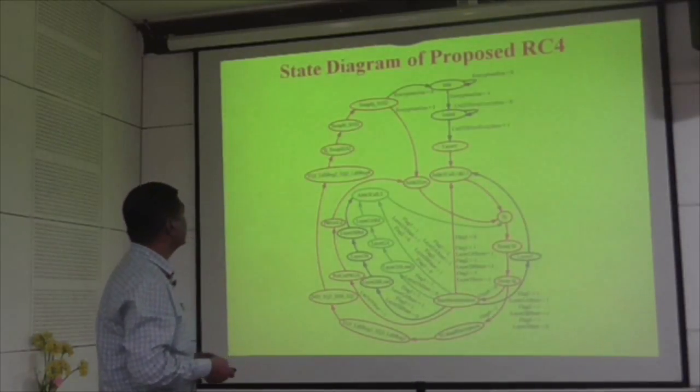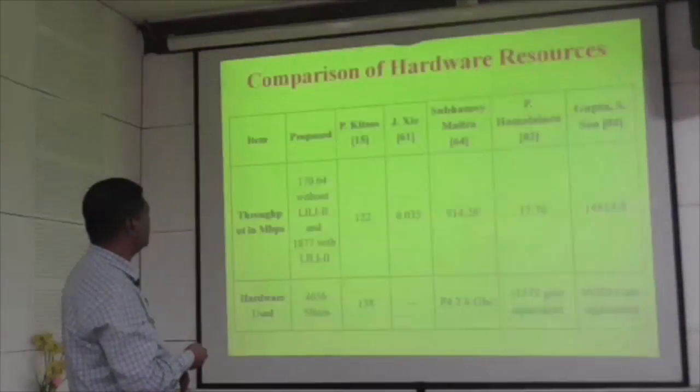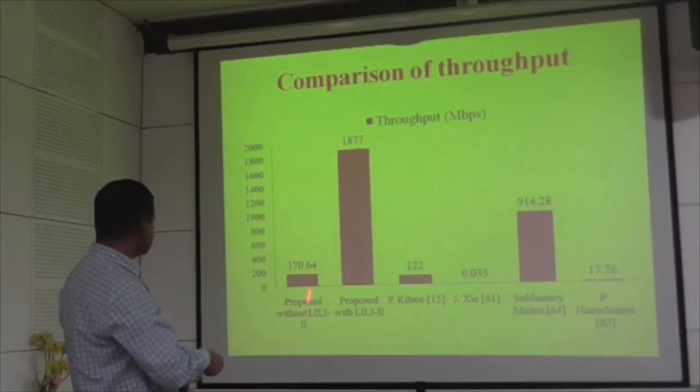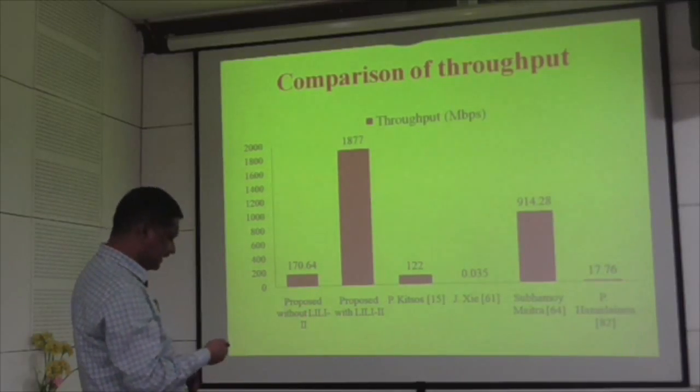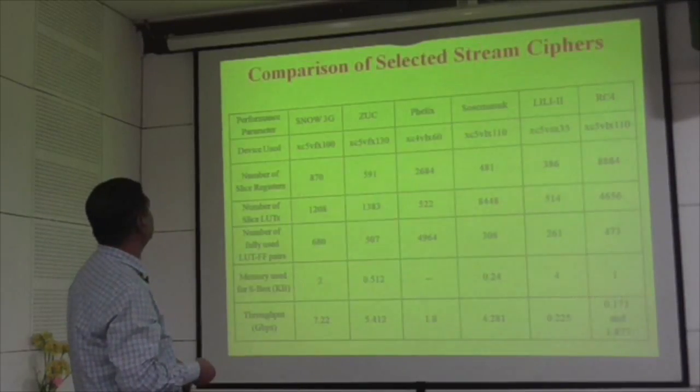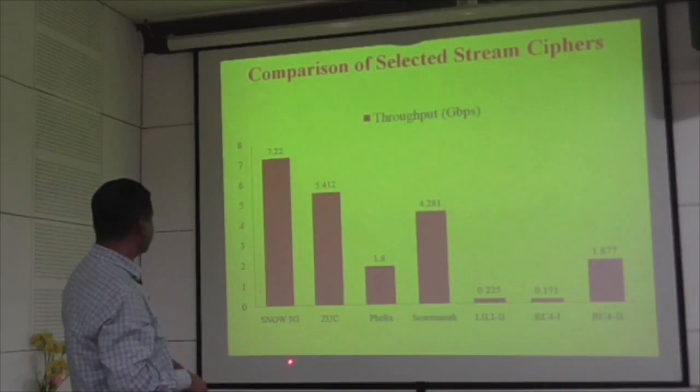In this particular case, this is the architecture related to that. And this is the throughput. If I have not considered the Lily part, and if I am considering the Lily part, then throughput will increase. And here, these are the hardware utilizations.